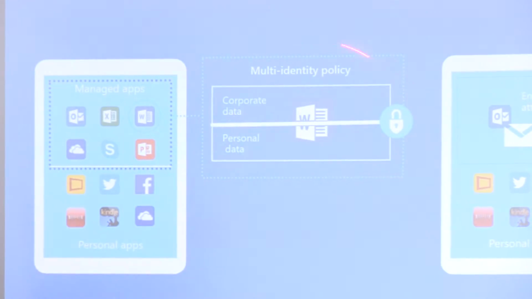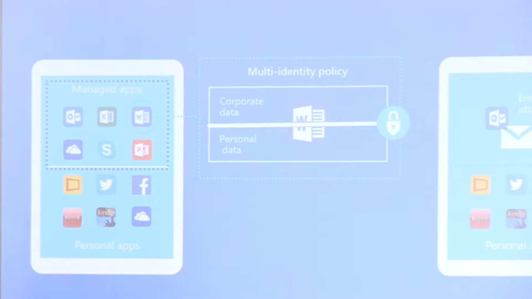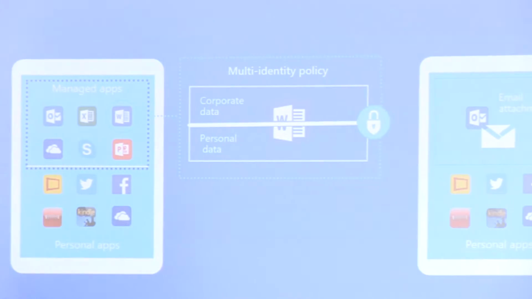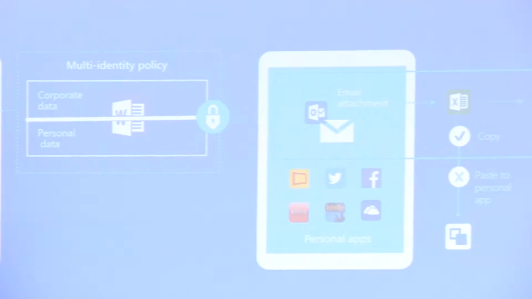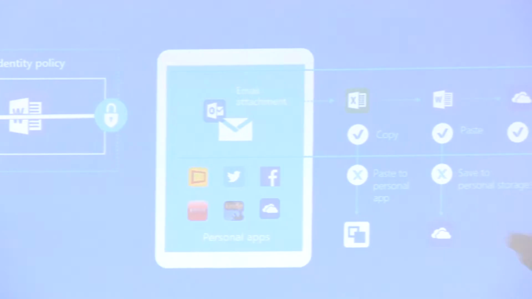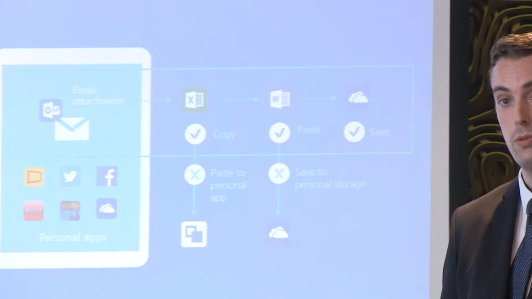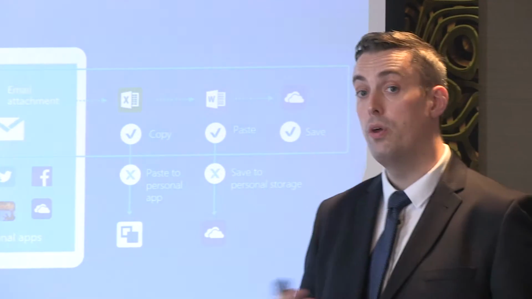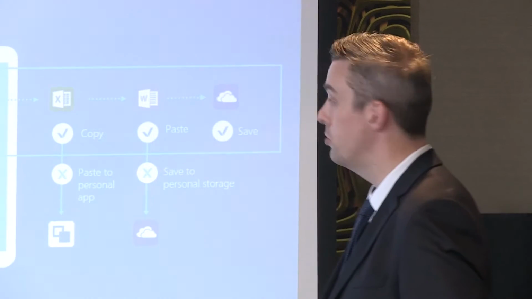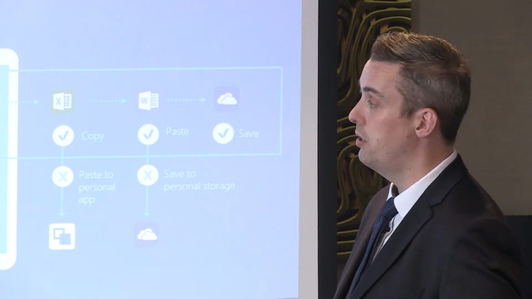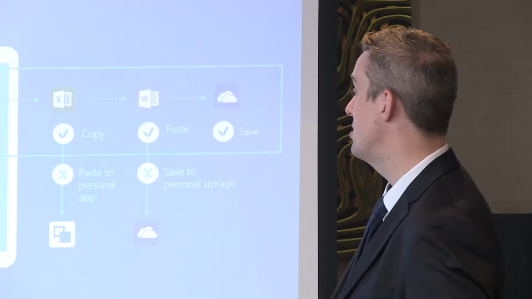The ability to have multi-identity policy within the app. So the ability to intelligently understand that I might be using a Word app on my phone, but I may have personal documents that I'm interacting with in Word, and I'm not necessarily so bothered about those. So that ability to have the differential between the personal and corporate data within the app rather than at that higher level. So it gives you much more granular control, ensuring that within a managed app you can have a lot of security.